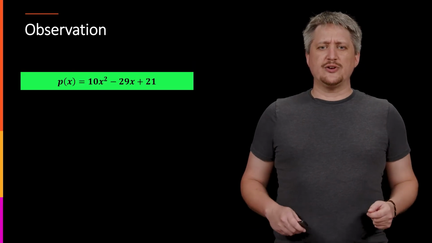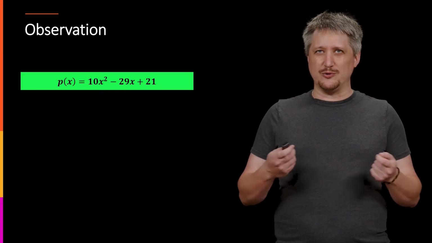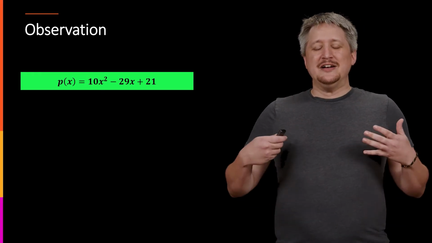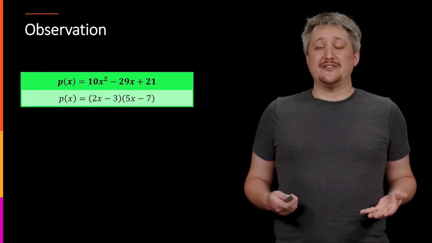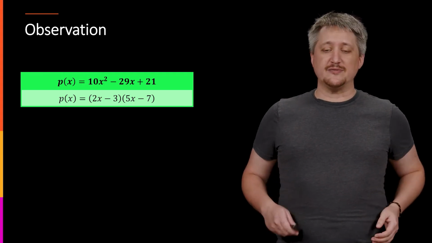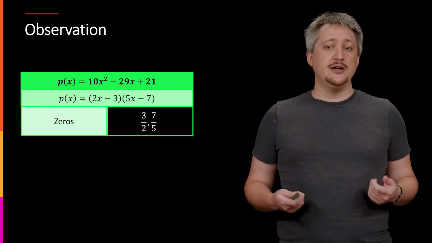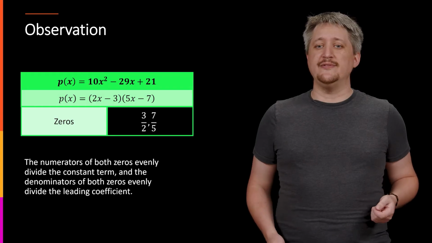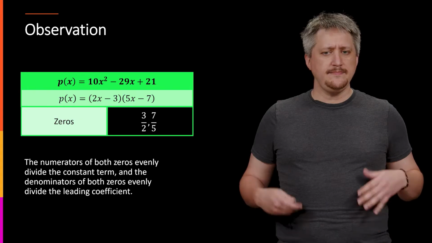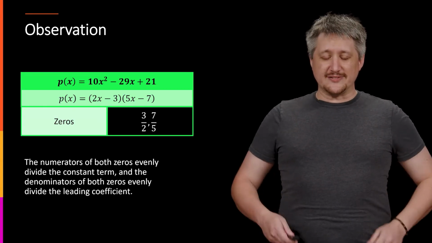Well, let's look at a concrete example, at least to convince ourselves that this thing works in a clearer way. Like, we're not a big fan of alphabet soup. So if I have this thing, well, I can factor this, AC method or whatever you want to use. I'm going to get this 2x minus 3 and this 5x minus 7, which gives me zeros of 3 over 2 and 7 over 5. But again, notice that 3 and 7, both of these things divide 21. 2 and 5, both of those things divide 10. This thing works under at least these circumstances.